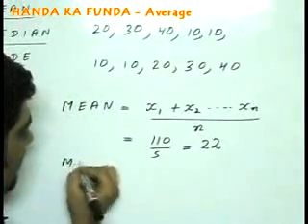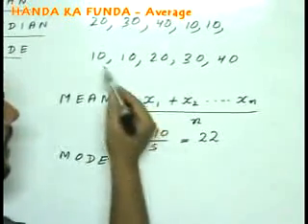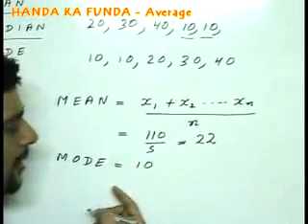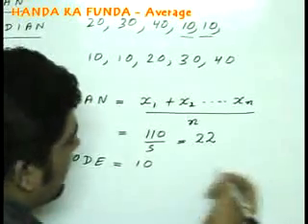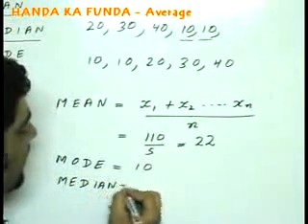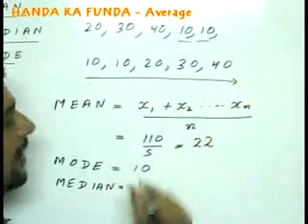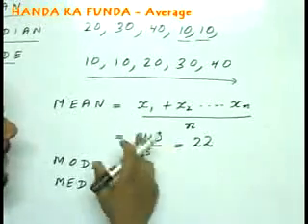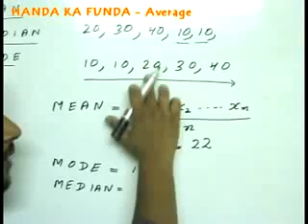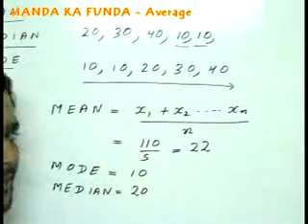The mode is nothing else but the value which occurs the maximum number of times. As you can see in the data set, 10 is occurring the maximum number of times, which means the mode is 10. And finally, the median. The median is obtained if I arrange them in an increasing or a decreasing order, as I have done here. After doing that, I look at the middle value. There are 5 such values here. The middle value will be the third value, that is 20, and that would be the median in this case.